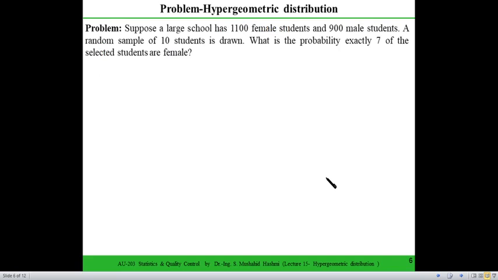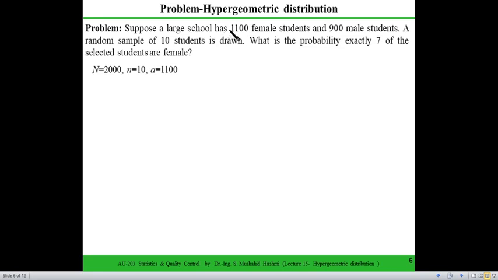Okay, let's do another example in which, suppose you have a large school with about 2000 students, out of which 1100 are female and 900 are male students. So you just take a sample of 10 students. What is the probability of getting exactly 7 of these students being female? So to find out, obviously the total number capital N is 2000 here, and the sample size drawn is 10, and you are interested in only the students, 7 of those selected being female.